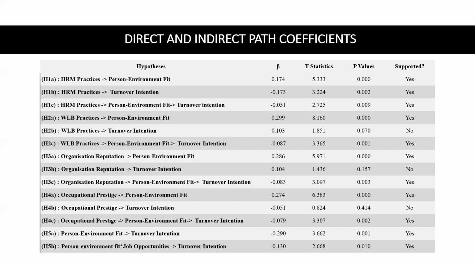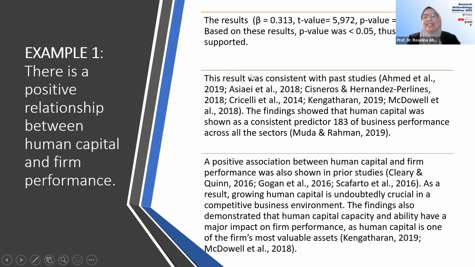So you have to have two tables if you are going to test all the hypotheses. And it will give you an indicator whether it is supported or not supported. Okay. The next one. This is how you should write. I'm just sharing with you.